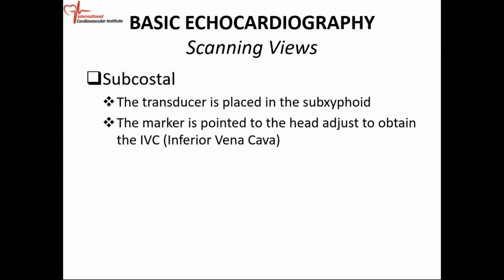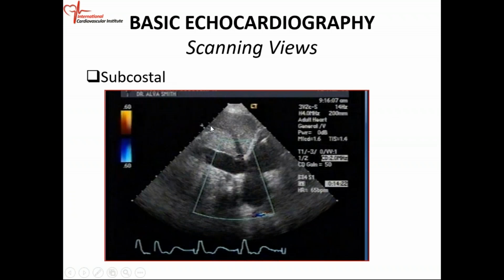So, all right. So another view is the subcostal view. And with the subcostal view, the transducer is positioned just below the xiphoid, in the subxiphoid area. So you see the importance of knowing the anatomy because you have to know where these anatomical locations are. So for the subcostal view, the transducer is positioned in the subxiphoid area. The marker points towards the patient's head, and you're going to get something looking like this.